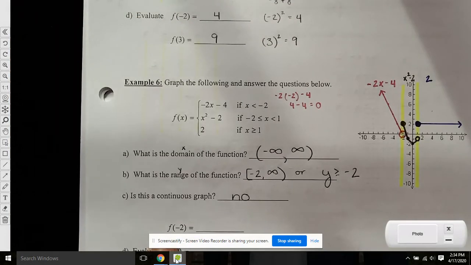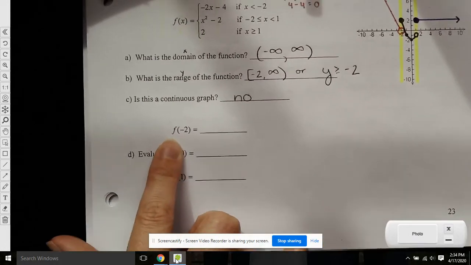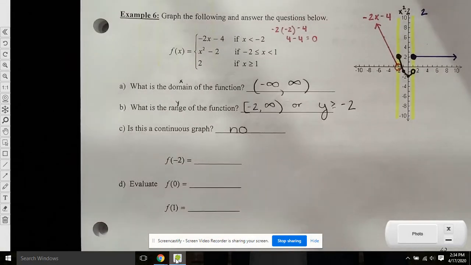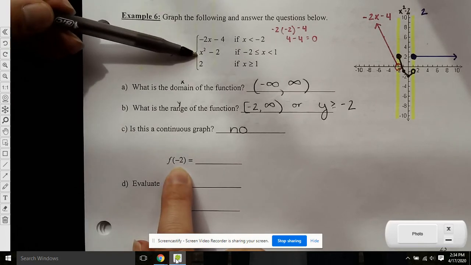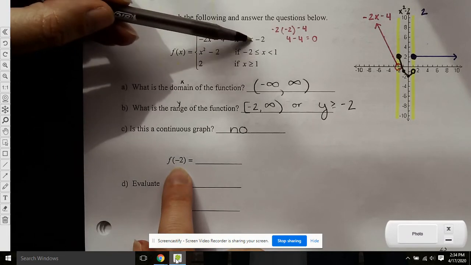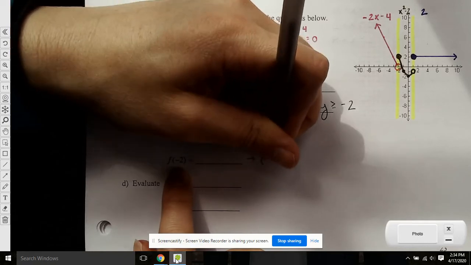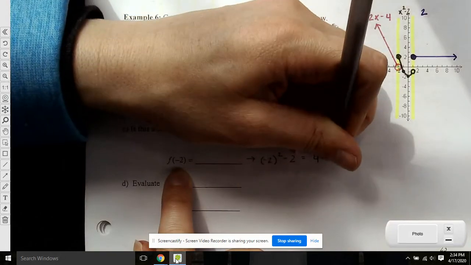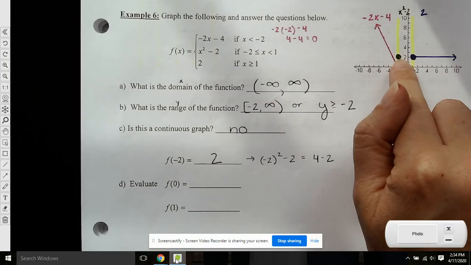And now I'm looking at evaluating. So f of negative 2 would fall into the x squared minus 2 category because negative 2 is included in this one and not included in the first one. So I'd have negative 2 squared minus 2. That would be 4 minus 2, which is 2. If I look here at negative 2, I do have a closed circle at 2.